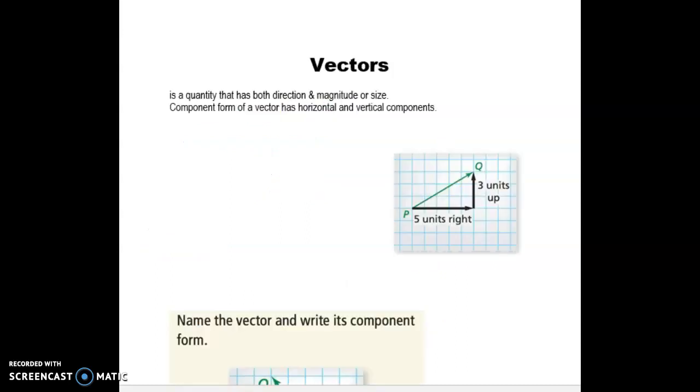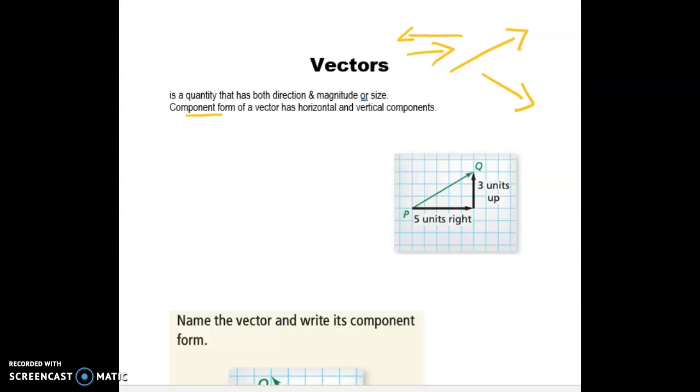To understand translation, which is one form of transformation, let's understand what vectors are. A vector is a quantity that has both direction and magnitude. Magnitude means size. Direction means in which direction it is going: up, down, sideways. And what is the size? How many units up, how many units down?